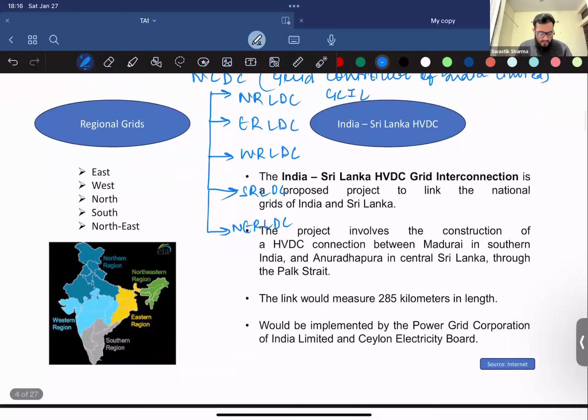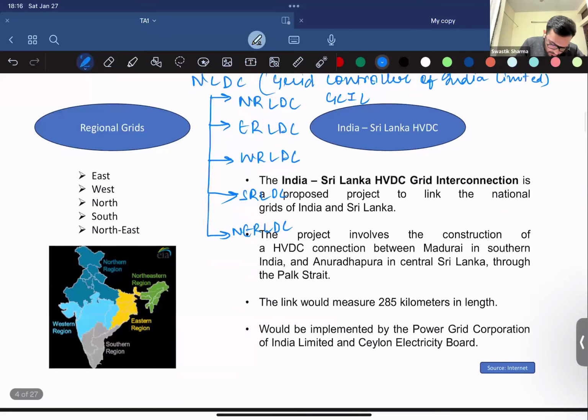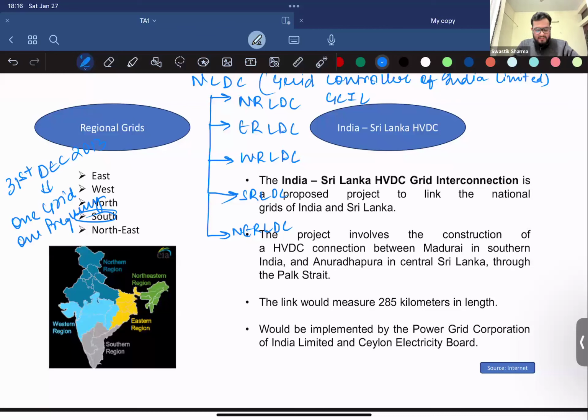In August 2006, apart from the southern region, the northern, western and eastern regions were combined together to a synchronized frequency. But the southern region was connected on 31st December 2013, when we observe one India, one grid, one frequency. Then only all of these five regions were coupled together to form a synchronized grid frequency.